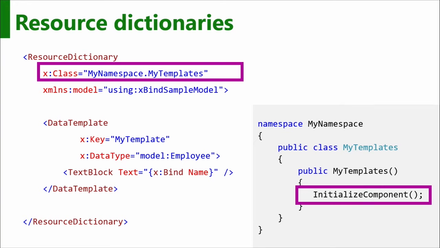Now this class, by the way, has to do with the resource dictionary. It has nothing to do with the data template. It's the resource dictionary that includes a data template. So what that means is this is not the code behind for your data template. This is the code behind for your resource dictionary. Big difference, right? We don't have code behind for data templates yet. That's something that the team is working on, and we'll see shortly, I'm sure.